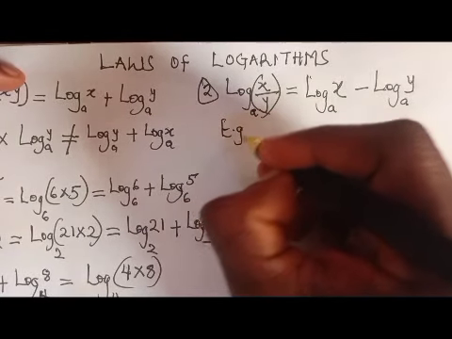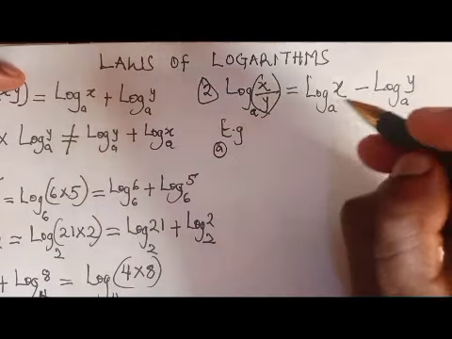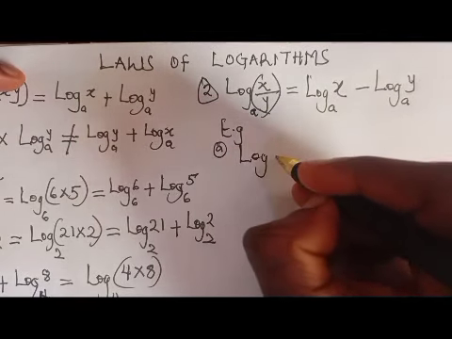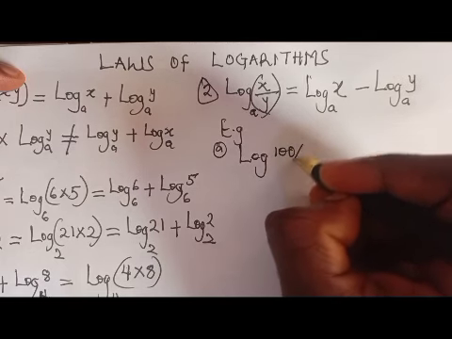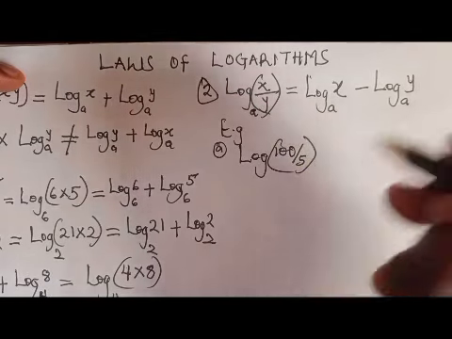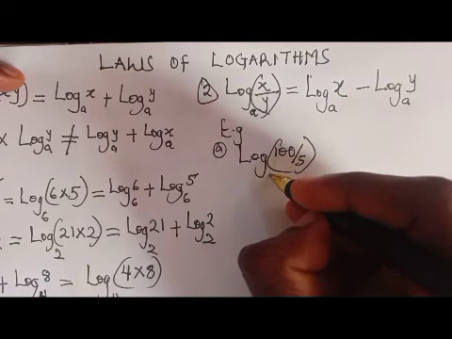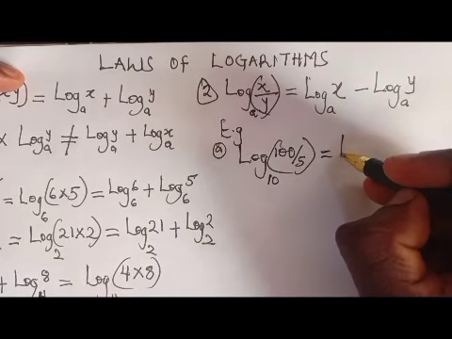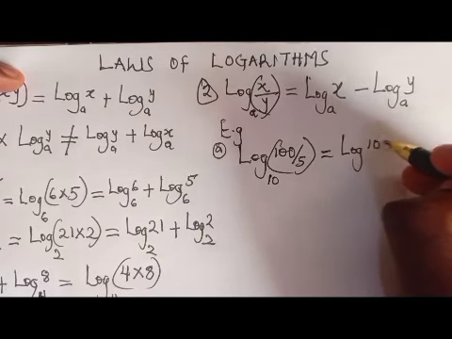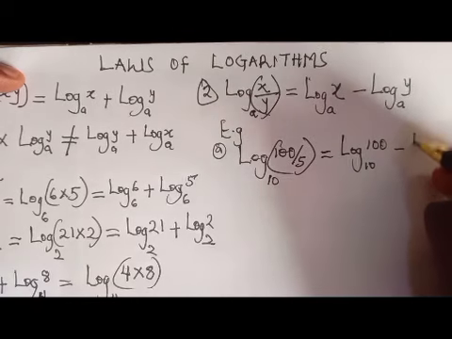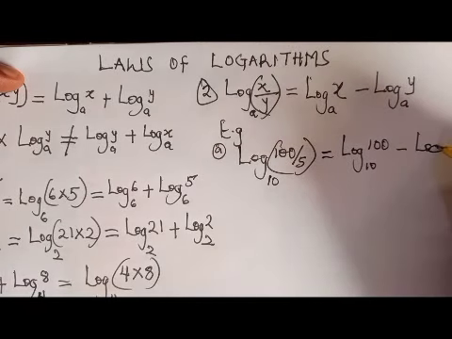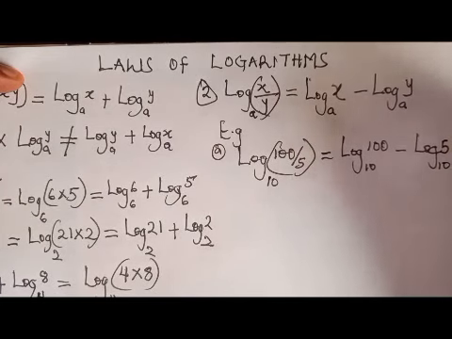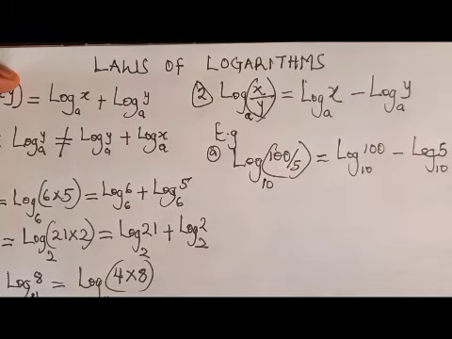So let me just write e.g., example A. If we are given something like, let's say, the log of 100 divided by 5. So that's a fraction, an improper fraction. 100 divided by 5 in base 10. I can split this into becoming log 100 in base 10 minus log 5 in base 10. I believe this is very clear.